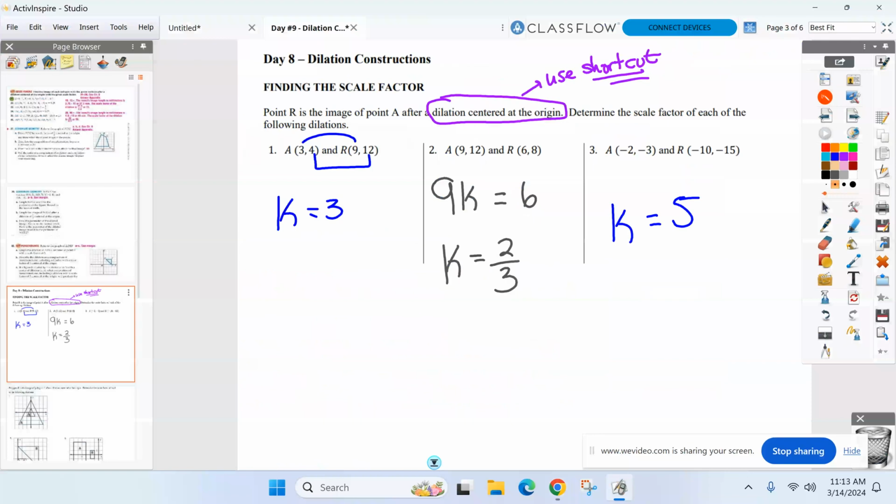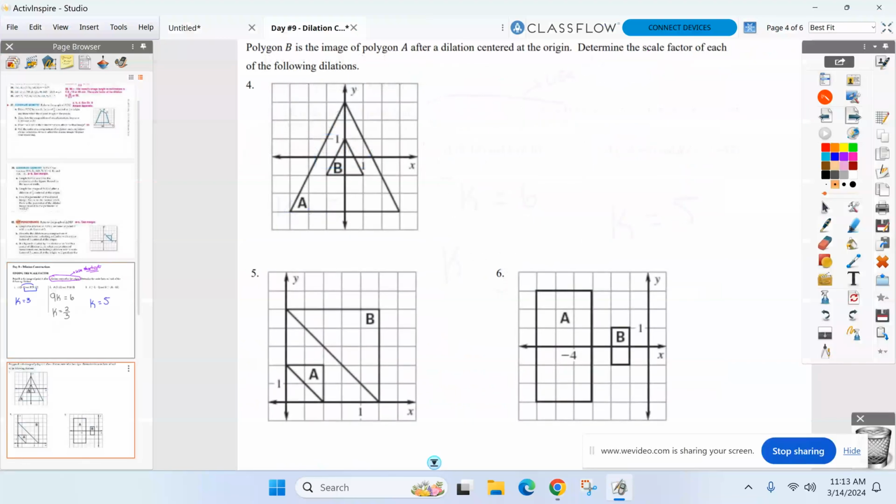All right, now what if I gave you a graph and asked you to find the scale factor? Well, good news for us. If you read through it, the center is still at the origin. But please be aware, polygon B is the image. So we're going from A to B in each diagram. Even before I find the actual number for the scale factor in number 4, looking A to B, it is getting smaller, so at least I know I should have an answer between 0 and 1.